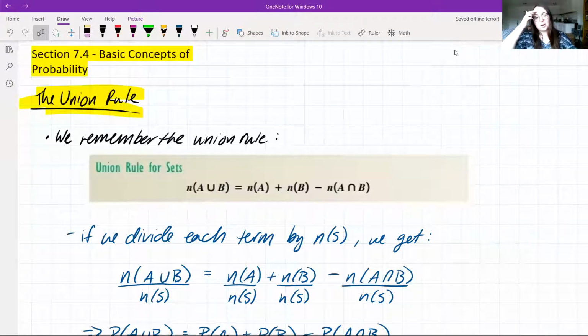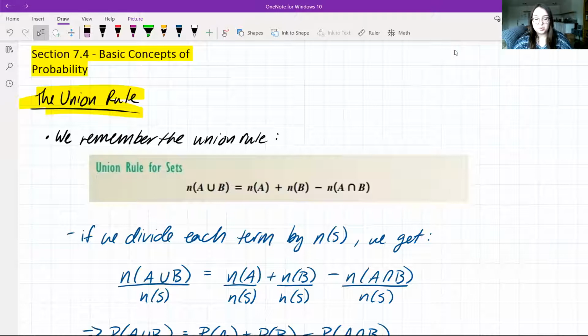Hello everyone, we're going to talk about section 7.4, which is the basic concepts of probability. Quite a few things we're going to see in this chapter we actually touched on in the last section, section 7.3, but now we're going to see them as official rules and generalizations, in the more official ways that your book has written. First we're going to start with the union rule, which we did mention in one of the examples in our last section.